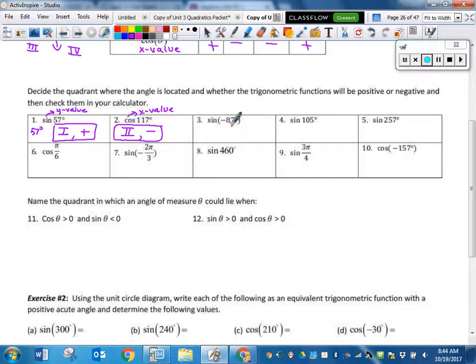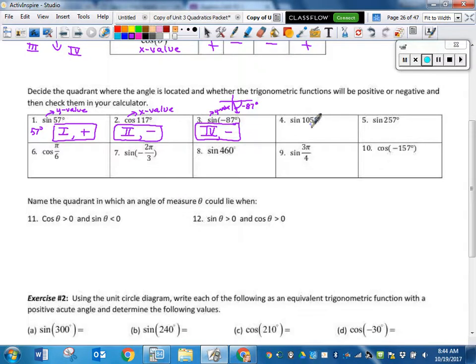Now, negative 87, that means I am starting on the x-axis and I'm going backwards. I'm not quite reaching 90, but I'm getting very close. So there I am, negative 87 degrees. You should have the visual of that. That means I'm sitting in quadrant 4, and this is a y value. In quadrant 4, I'd be going down as a y value, so negative.